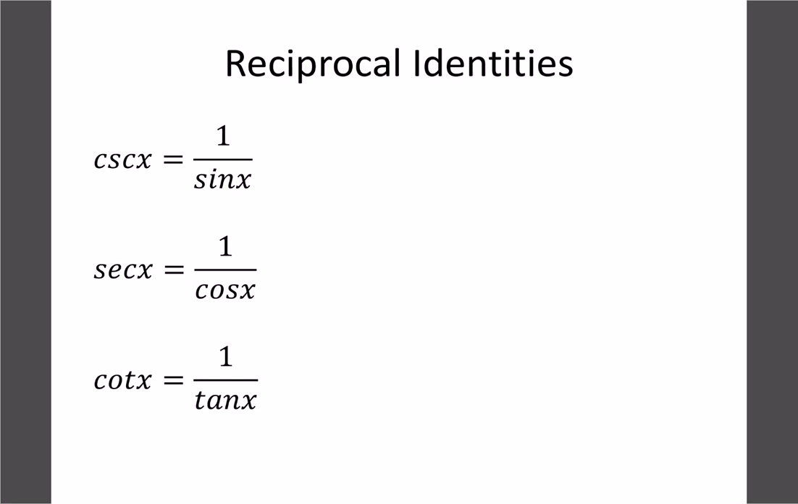So the first identities that we're going to look at are three that we've already seen before. When we deal with cosecant, secant, and cotangent, we remember that they're just the exact same thing as 1 over sine, 1 over cos, or 1 over tan, respectively.